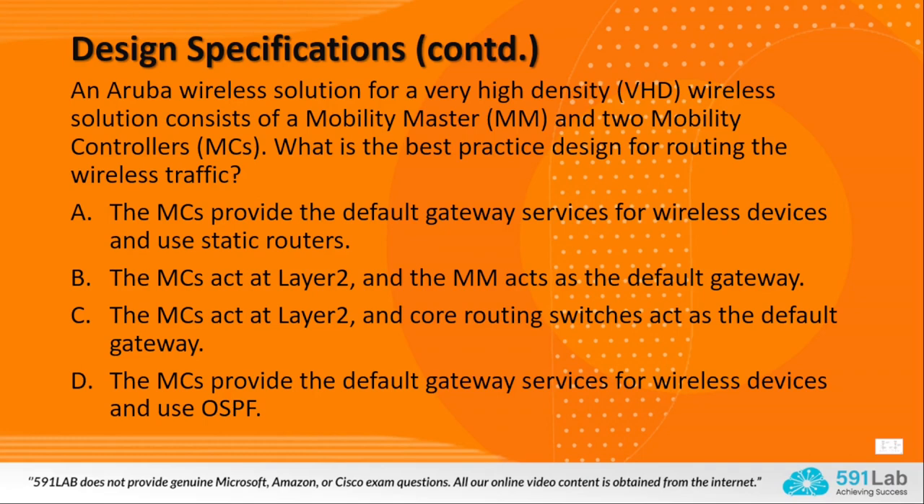An Aruba wireless solution for a very high density wireless solution consists of a mobility master and 2 mobility controllers. What is the best practice design for routing the wireless traffic? Since the question asks about routing, let me show you the default gateway possibilities in a controller-based solution.